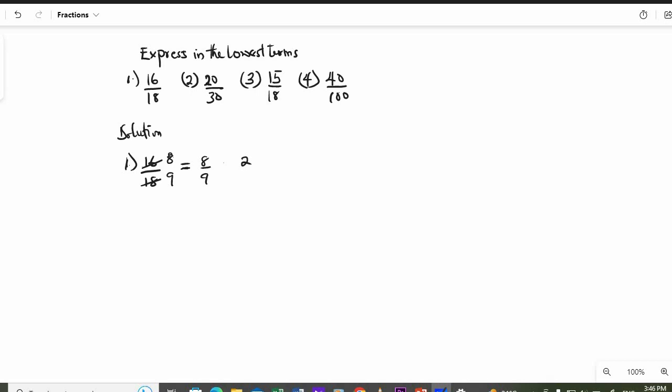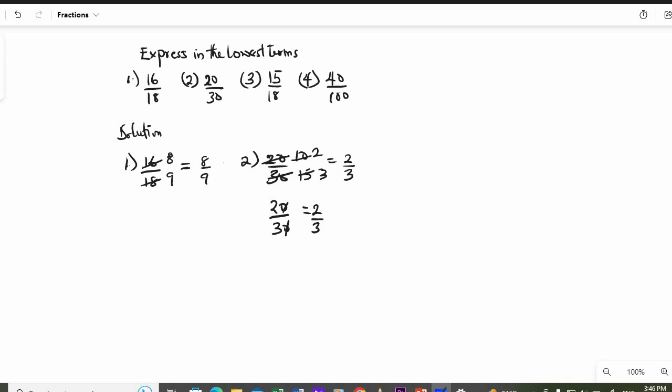Okay, and then 20 over 30. So we start with a common factor, which is 2. 20 divided by 2, that's 10. 30 divided by 2, that's 15. 10 divided by 5, that's 2. 15 divided by 5, that's 3. So it says 20 over 30 equals 2 over 3. Now, another easier way that we could have done this would have been simply to cancel out the zeros and say 2 over 3.